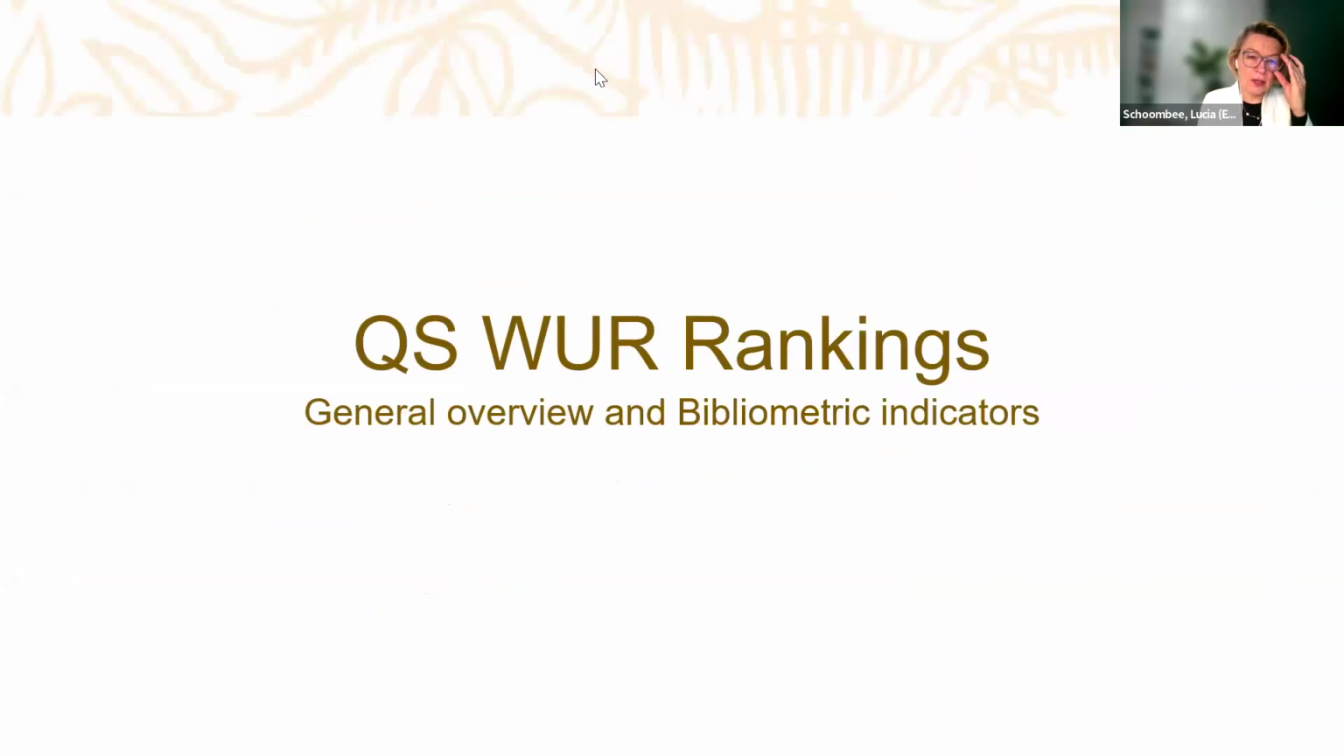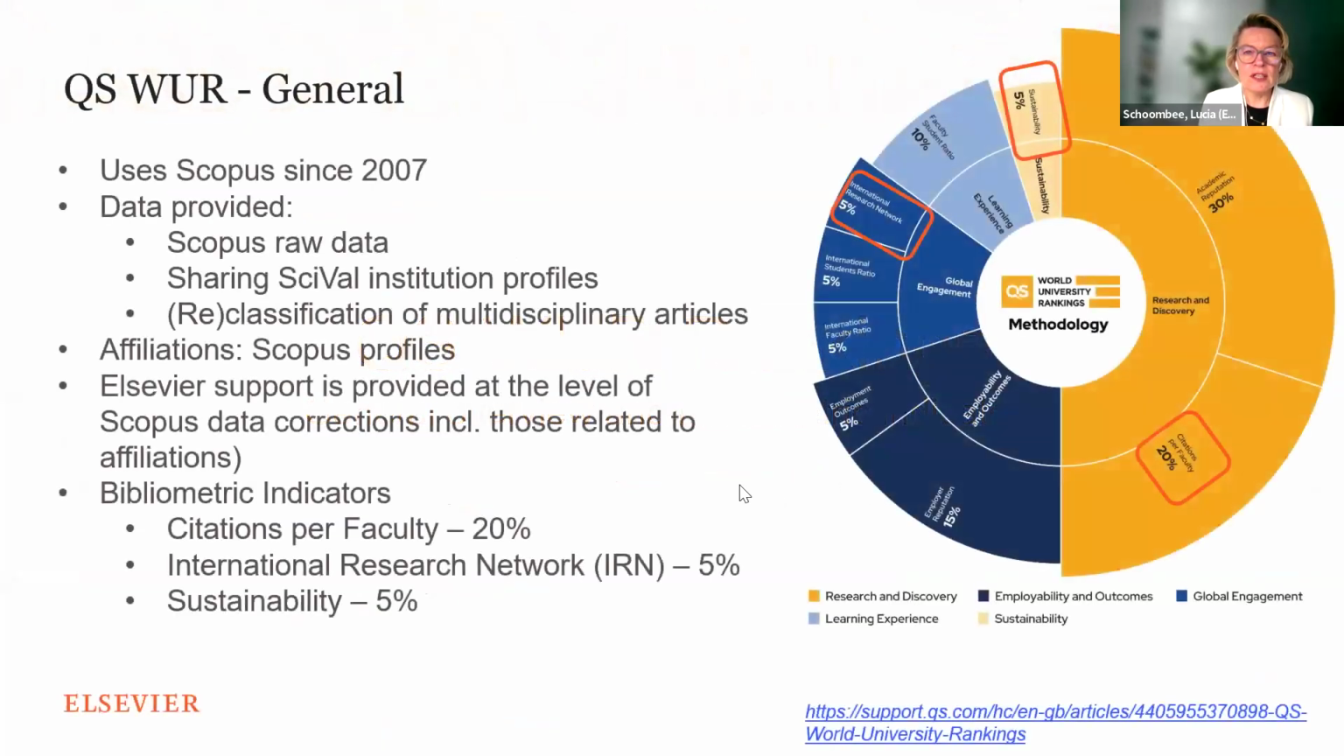Right, so let's look at the QS World University Rankings as well. First of all, generally, we've been providing the data to QS since 2007. At one stage, QS and Times Higher Education were actually combined and they split later on. But since 2007, we've provided the raw data as well as SciVal institutions.